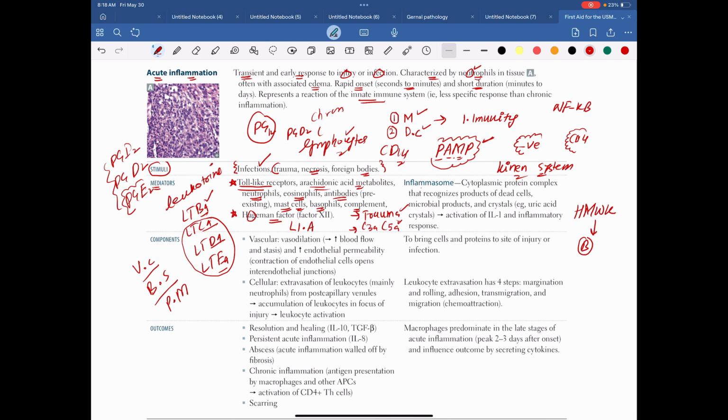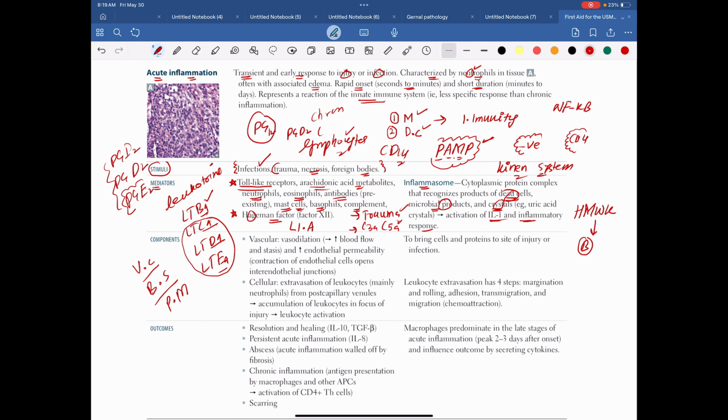Then after that we have to know the inflammasome. Basically, what is inflammasome? These are cytoplasmic protein complexes. So these are complexes which are present in the cytoplasm, and these are made up of protein. And what is the function? Basically, these inflammasomes recognize the products of dead cells, microbial products, and different kinds of crystals like uric acid crystals. So when these inflammasomes recognize dead cells, microbial products and crystals, they lead to the activation of interleukin 1 and the inflammatory response.